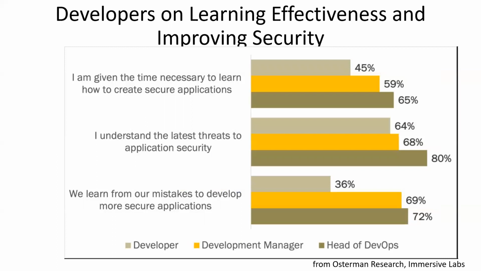And then I think I talked about how they asked the developers and the managers whether they're given time to learn. 2/3 of the management thought yes, but the developers said no, they don't have time. And then, interesting down here, on learning from our mistakes to develop more secure applications, only about 1/3 of the developers thought so, while more than 2/3 of the management people thought so. So this is a rather pessimistic report saying, well, yes, we know these are problems, but are we actually doing anything about it? Well, not too much.